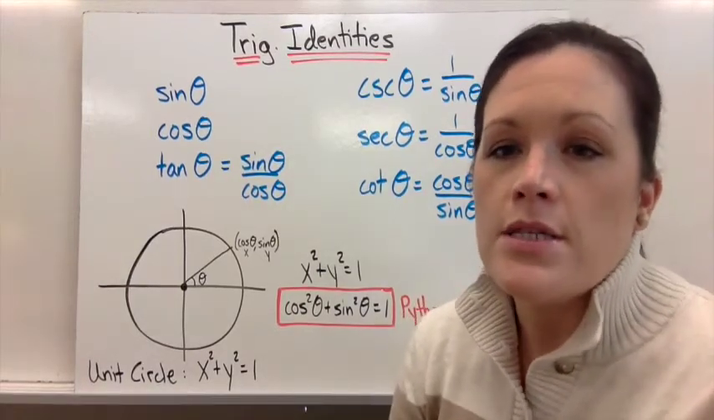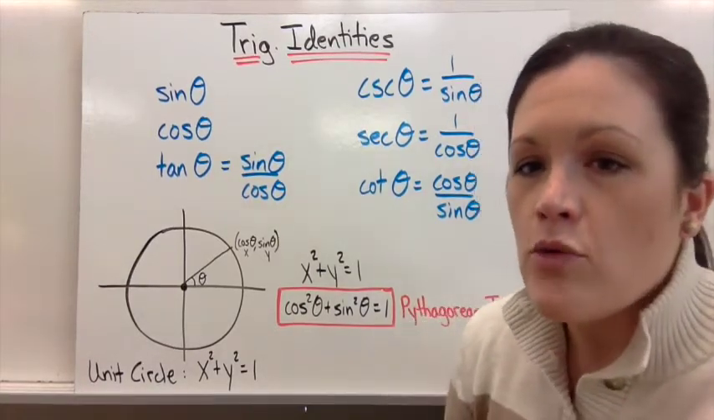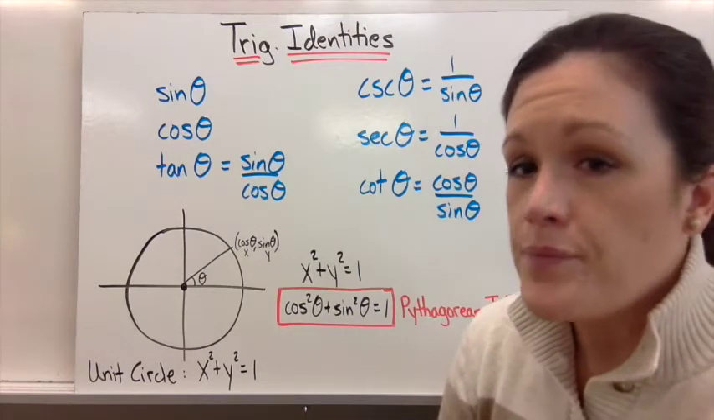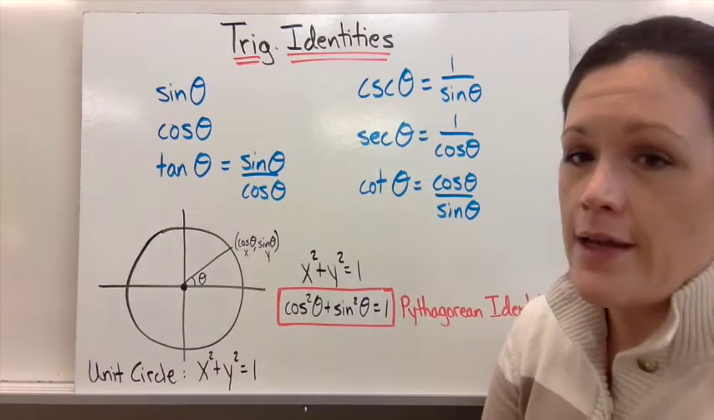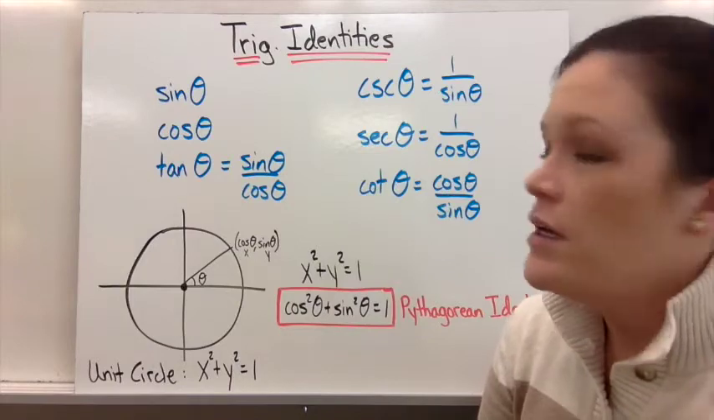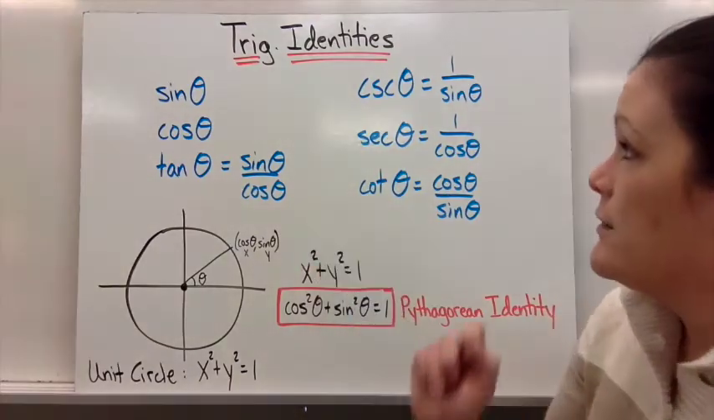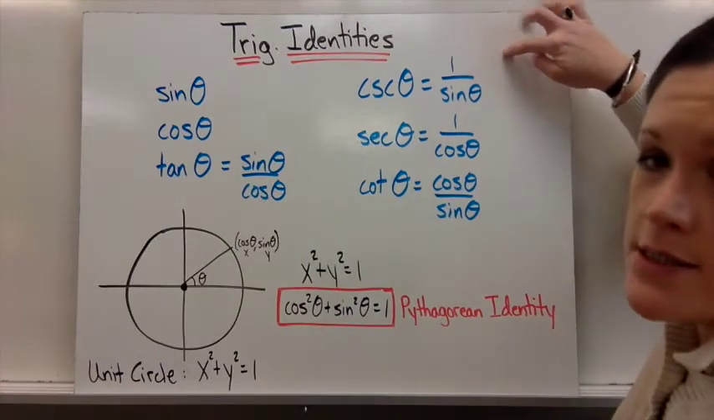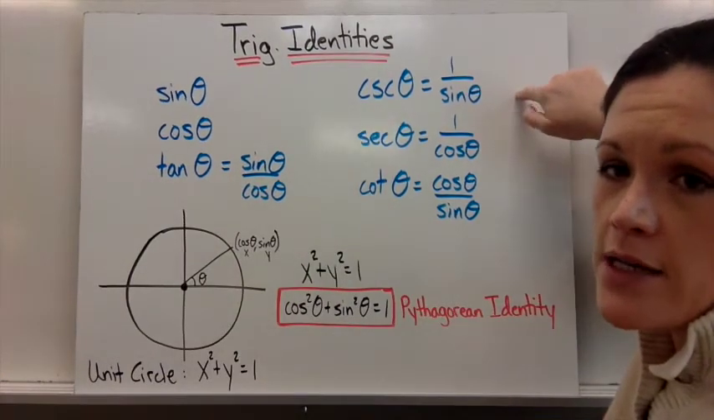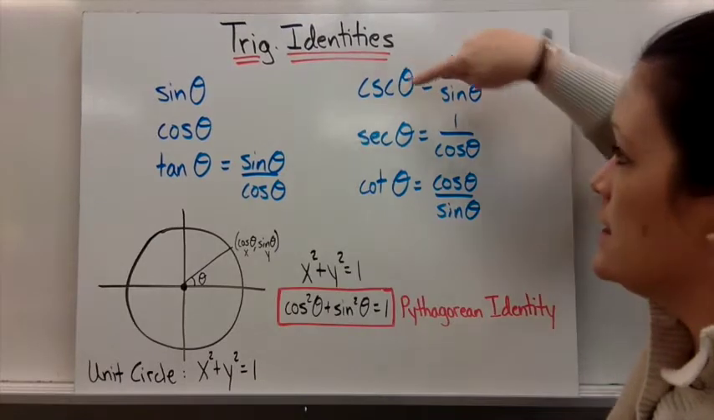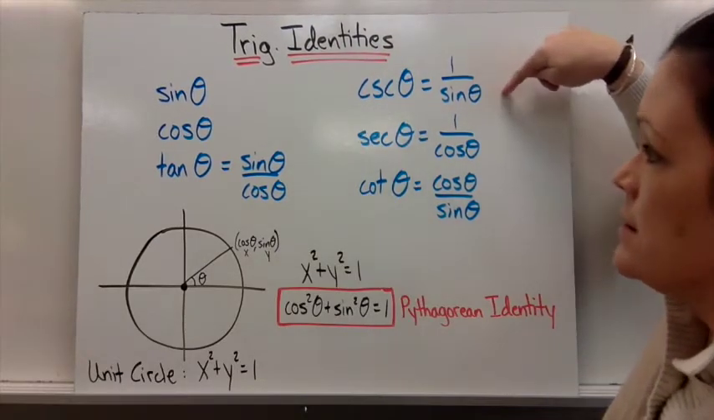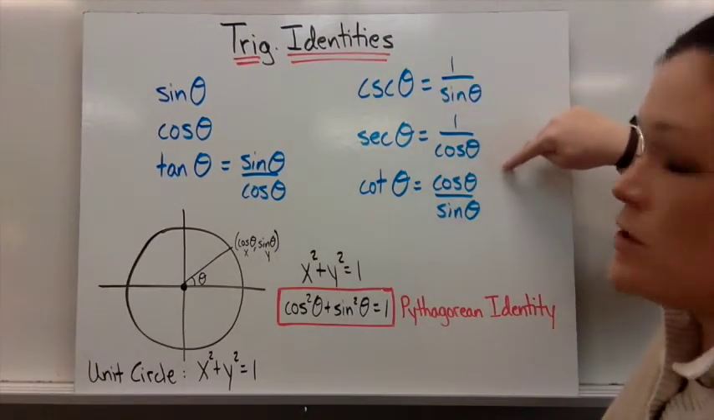Let's talk about the 6 trig identities and a few more we can derive from our unit circle. So we need to know there is sine of theta, there's cosine of theta, there's tangent theta, which is equal to sine theta over cosine theta. The cosecant of theta is equal to 1 over sine of theta. So the way I remember these is that the c goes with the s. And then secant of theta is 1 over cosine theta.